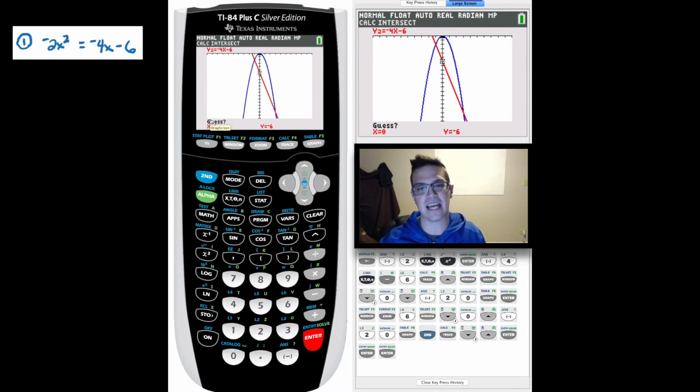Now the reason why it says guess is so it kind of guesses which one you want. Do you want this intersection or this intersection? It only does one at a time. Unfortunately, it would be awesome if it showed both of them, but it doesn't. You have to literally do this one at a time.